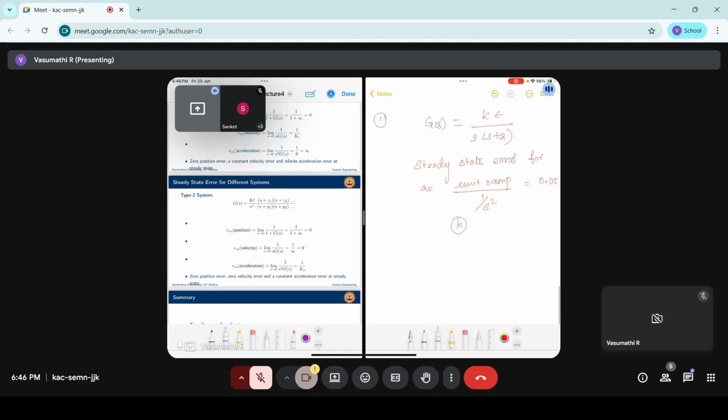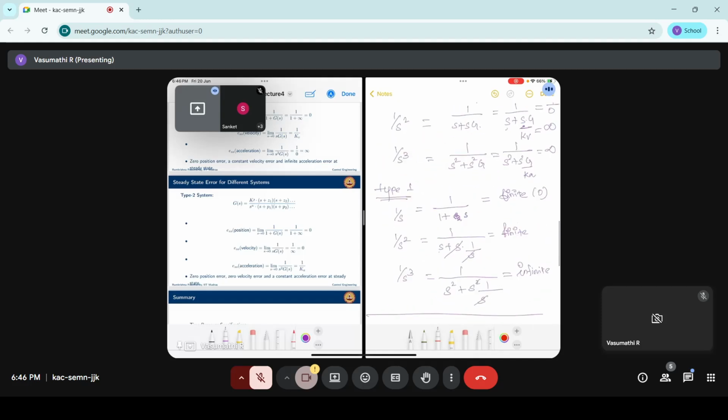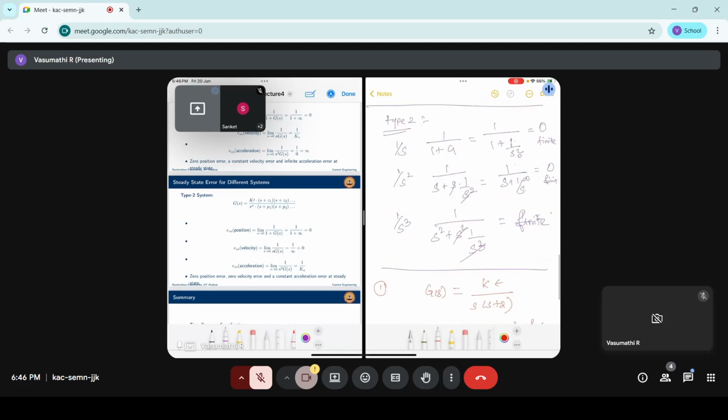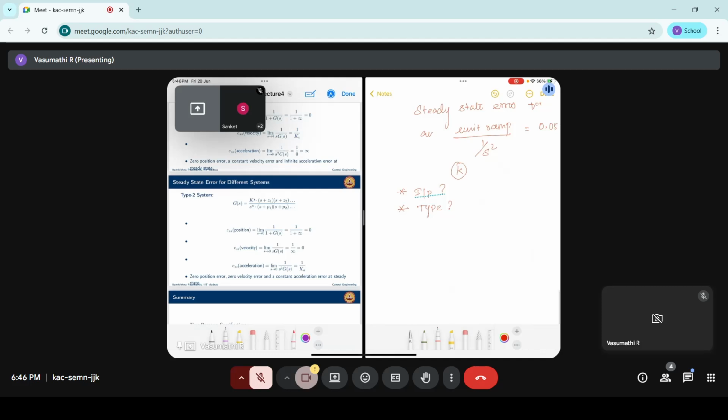So first of all, to solve this, you need this information. What is the input? To solve this kind of question, you should ask yourself what is the input being given. Second is what is the type of the system. If you know these two, you can take this table and find the answer, if you know the type and the input. Mostly the type will be maximum 2. Otherwise, it will be very complicated. Now, from this question, we know the input is ramp and the type of the system.